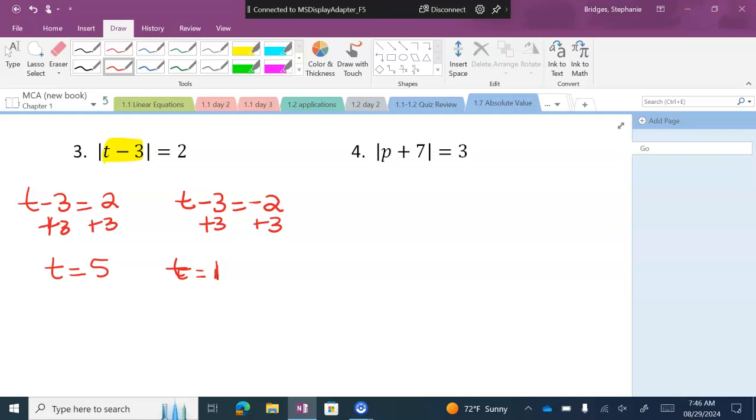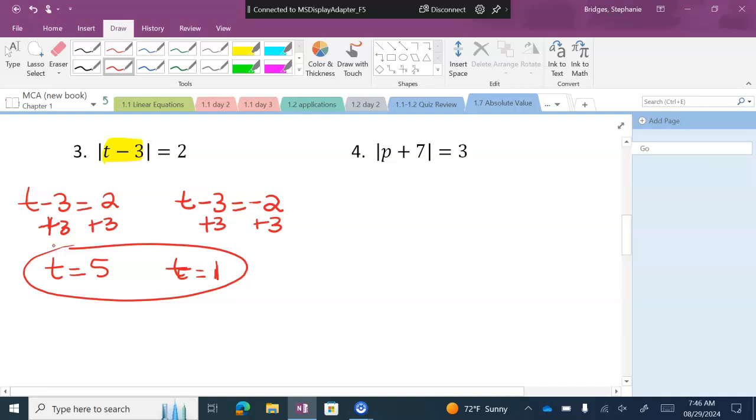And this is my check. You don't have to write this down, I'm just showing you. 1 minus 3 is negative 2. Does the absolute value of negative 2 also equal 2? Yes. So I know both of those answers are correct, and that's what I would put in my answer blank: t equals 5 and t equals 1.